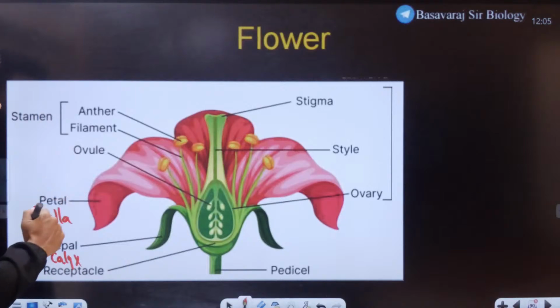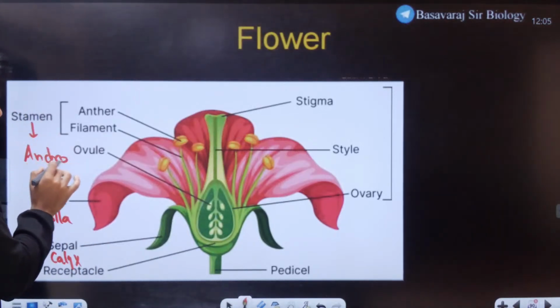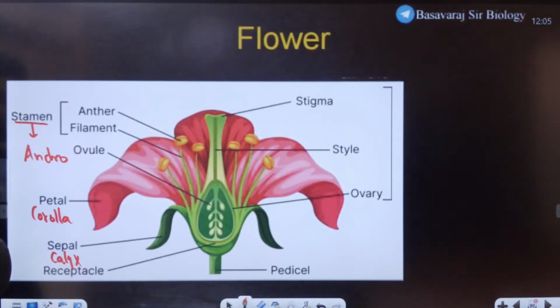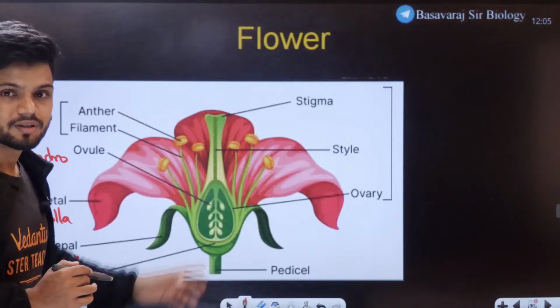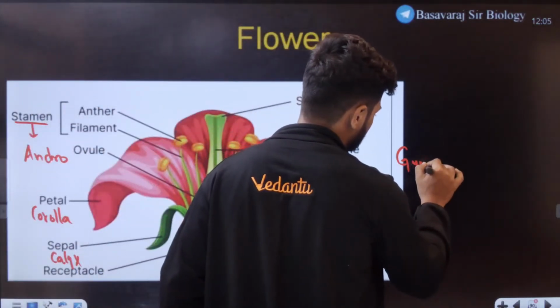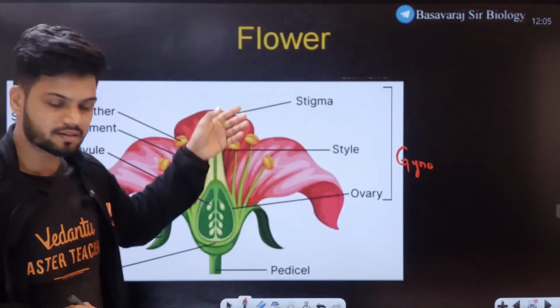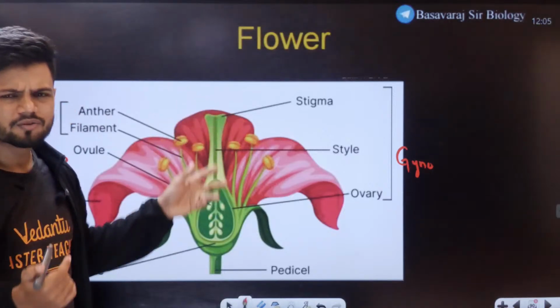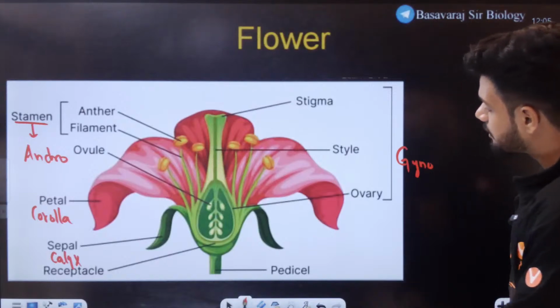The third whorl is called androecium, that is made up of stamens. The innermost whorl is called gynoecium, which is made up of pistil. This one is a carpel here, single carpel. So here, students, that is your entire flower.